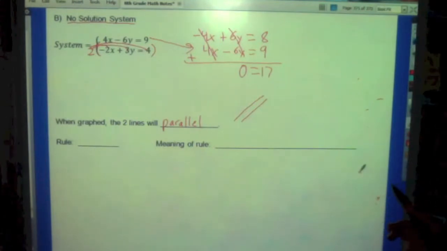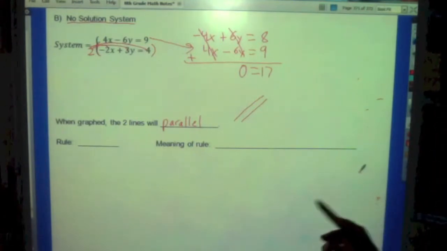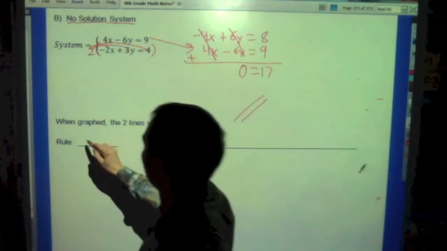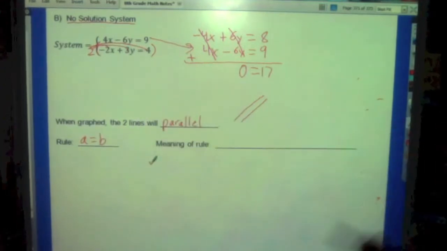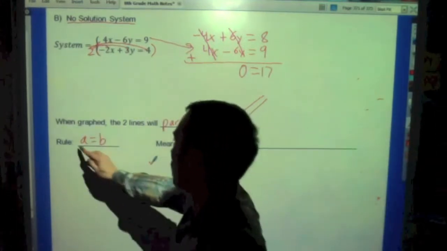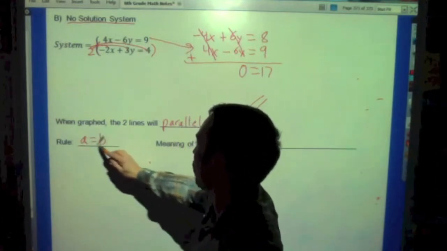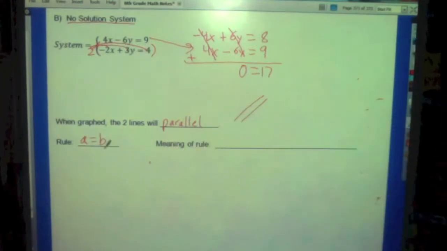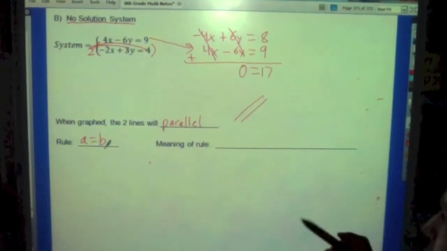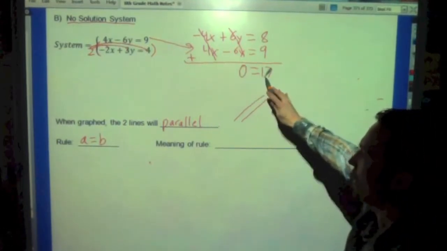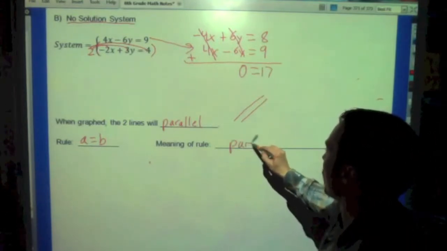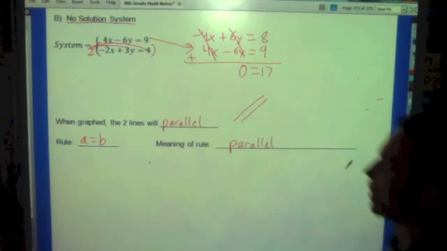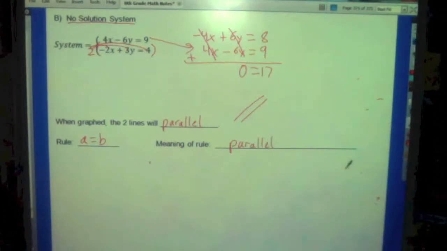The lines are parallel. So the algebra rule is, when we have one number on one side, like A, and then we have a totally different number on the other side, like B. So basically the numbers are not going to equal each other, like 0 and 17. So when we get two different numbers on each side, it means we have parallel lines. That's what that tells us. That's what a no solution system would look like when you try to solve it.